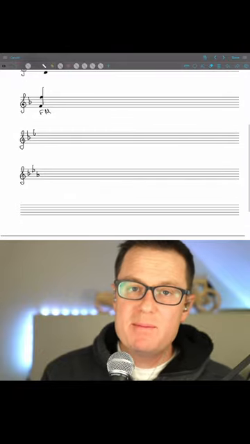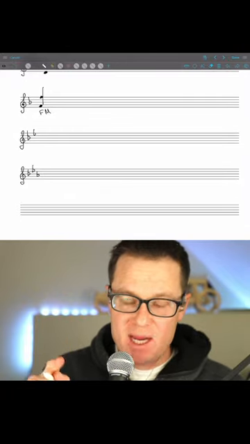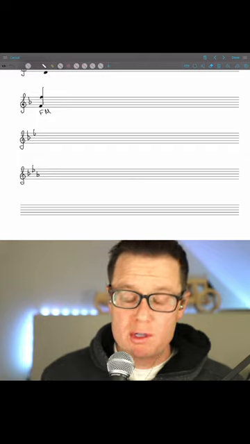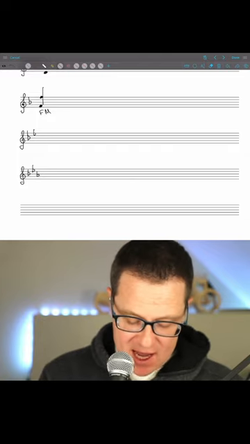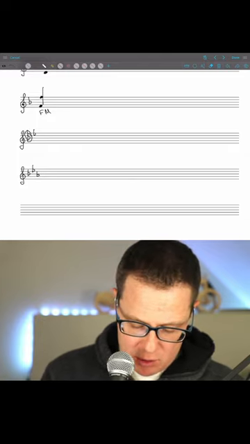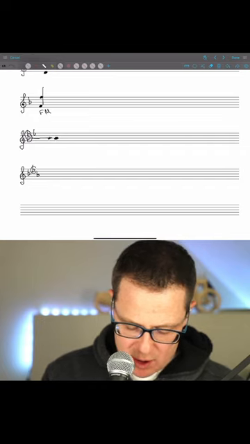Okay, for flats, you need to memorize one flat is F major, okay? Here's the rule. The second to last flat is on do. So that is do. So let's look at one more.